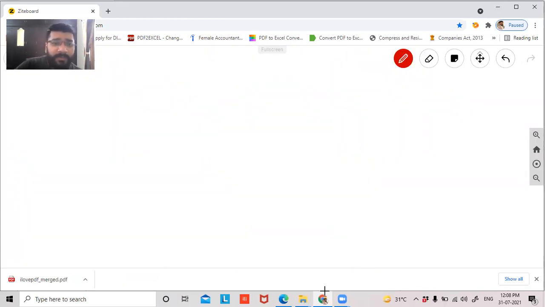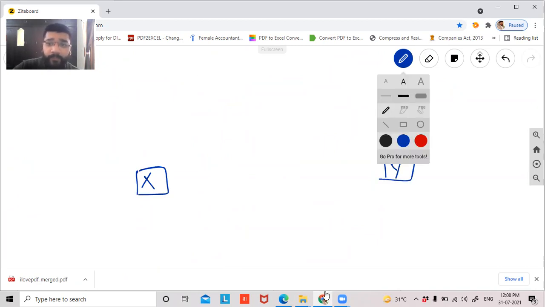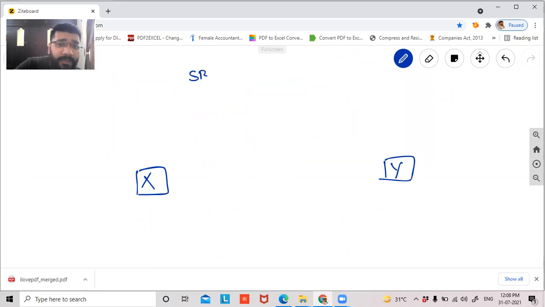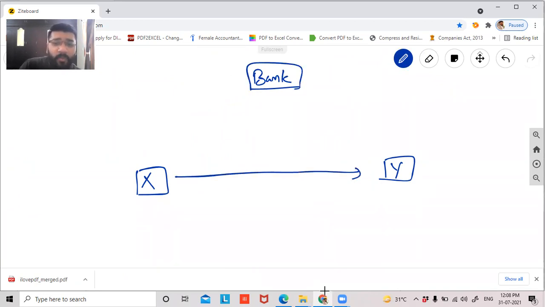Okay, let's suppose this is X, and this is Y, and let's suppose this is SBI Bank. Or let's say both of them have a common bank for ease of understanding. So guys, X is drawing a bill of exchange for 500 on Y, and Y is accepting.